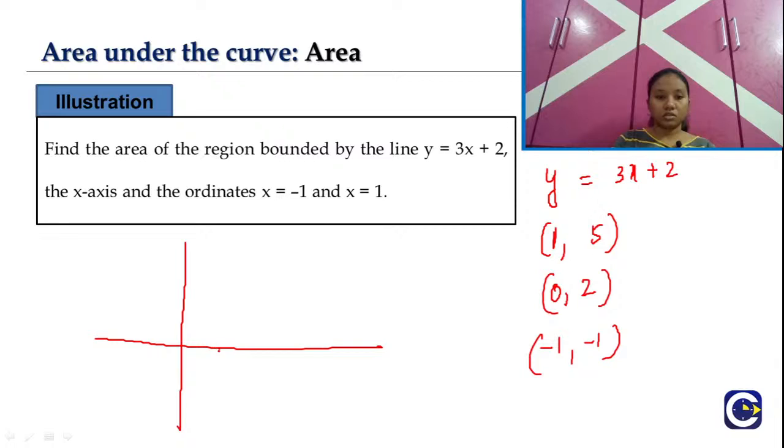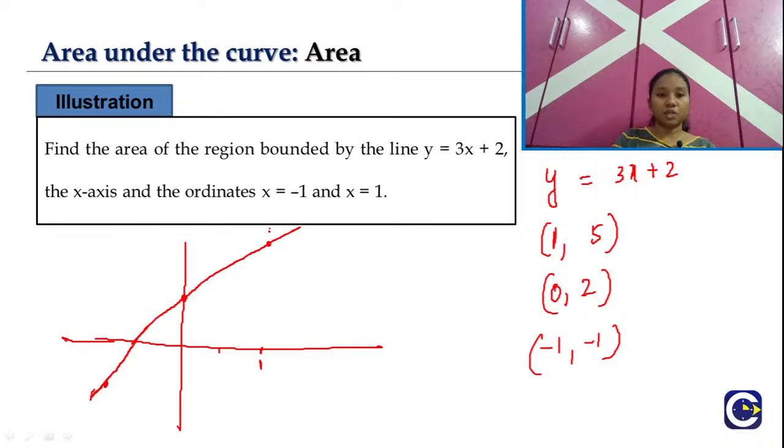x equal to 1 somewhere, and y will be somewhere here. Okay, let me take a distance. Let me take x equal to 1 here, so 5 somewhere here, and x equal to 0, so y will be 2 somewhere here. And then x equal to minus 1, so y also minus 1, somewhere here. So my plot will be like this. It's obviously a straight line.